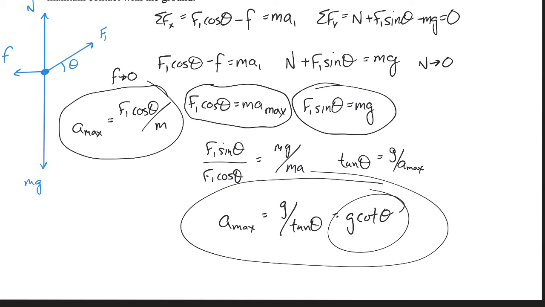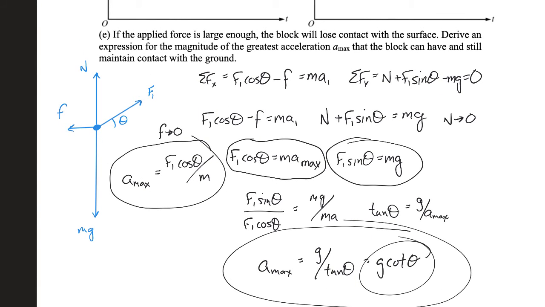Okay? Sophia, is that good? All right. Yes, ma'am. So when you said that F was approaching 0 and N was approaching 0, in what context? Like I didn't hear you when you were explaining. The problem asks for you to derive an expression for the magnitude of the greatest acceleration that the block can have and still maintain contact with the ground. If you pull hard enough at that angle, you could lift the block off the ground. That's what they're saying.